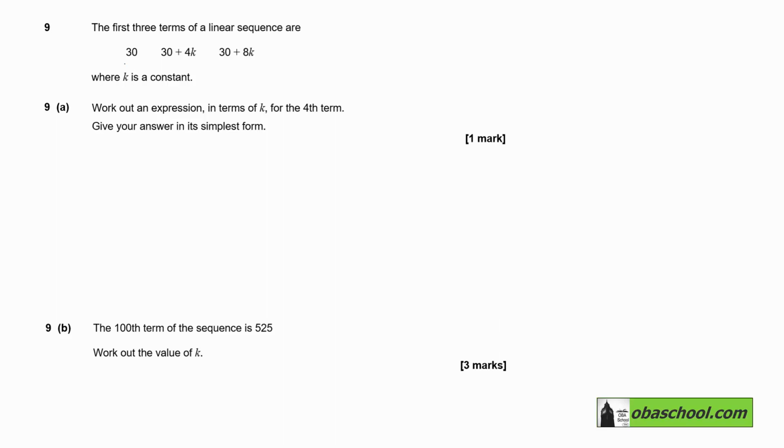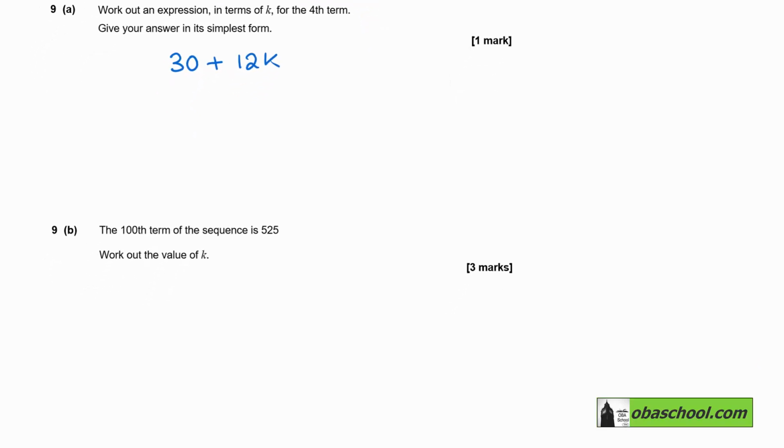So we can see the first term is 30, then we have 30 plus 4k, and then 30 plus 8k, which means we're adding 4k each time. It stands to reason that the next term is going to be 30 plus 12k, which is this term plus another 4k.